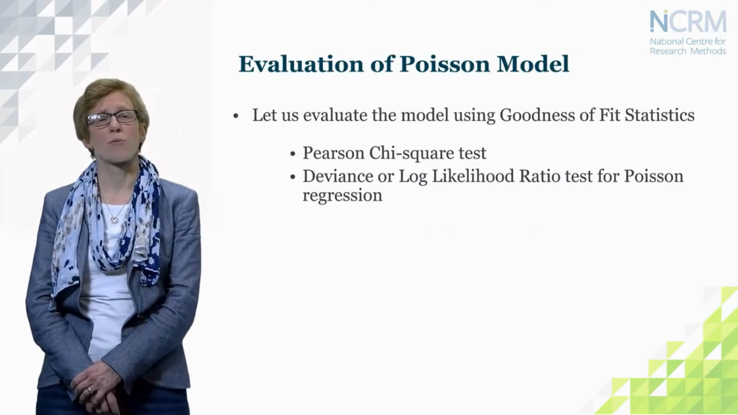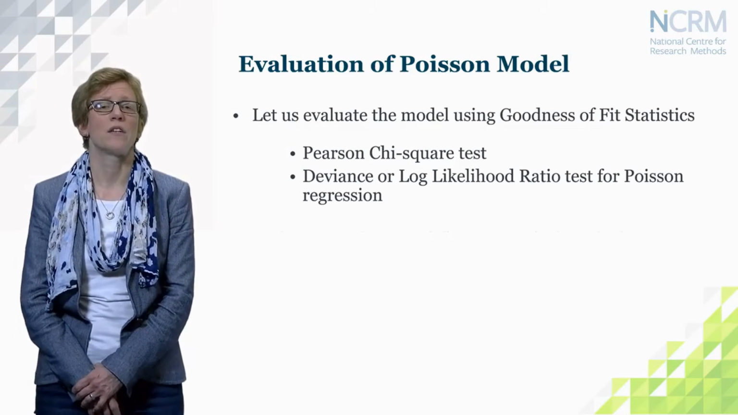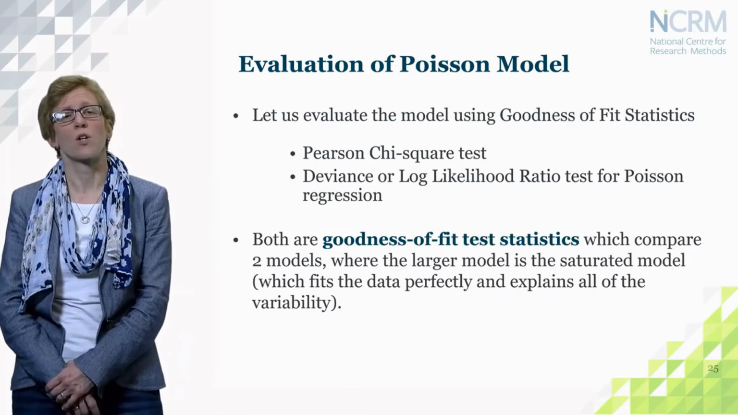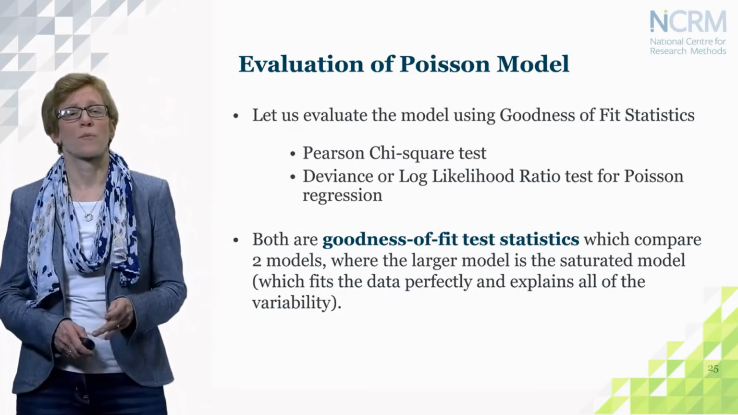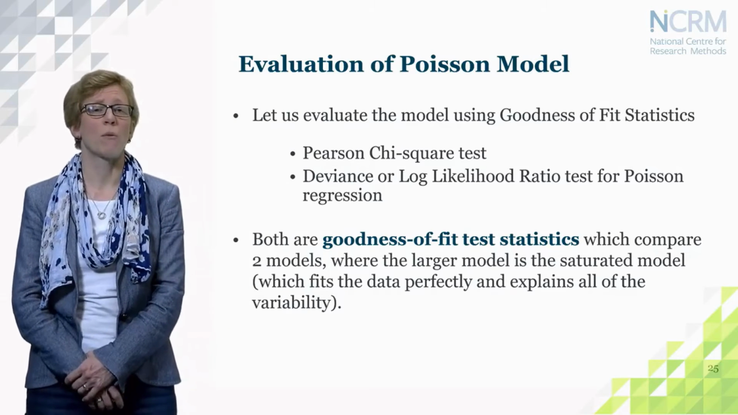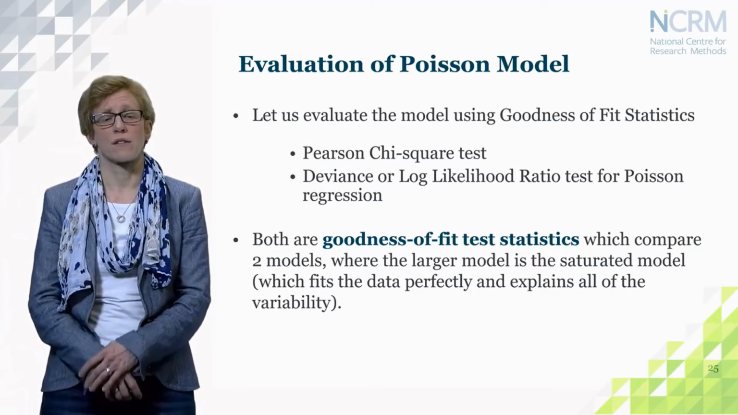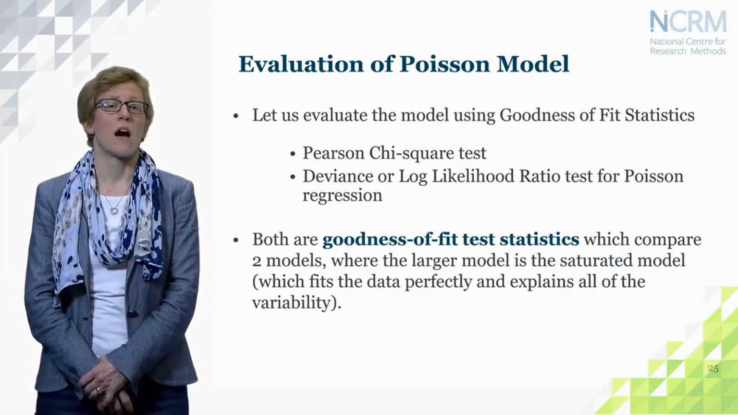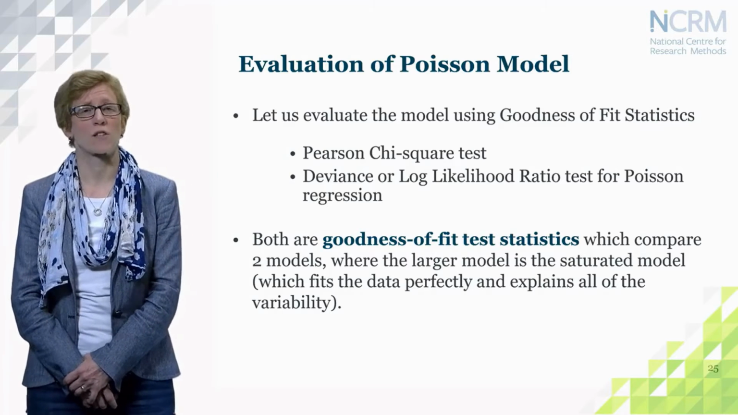Let's look at the evaluation of the Poisson model, doing this more formally. We would be using the Pearson chi-square test and the deviance, also called the log likelihood ratio test, for Poisson regression. Basically both are goodness of fit test statistics, and they compare two models. One is the current model, the model that we have at hand, in this particular case the equiprobable model. Then we compare this model with the so-called saturated model, that is the model that fits the data perfectly and explains all of the variability. That basically means we are comparing observed and expected frequencies.